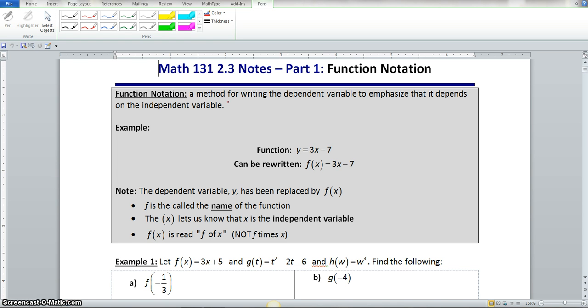F is called the name of the function. The x lets us know that x is the independent variable. F of x is read "f of x," not f times x.